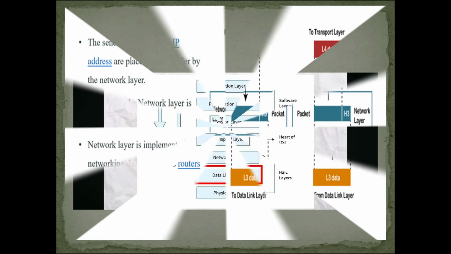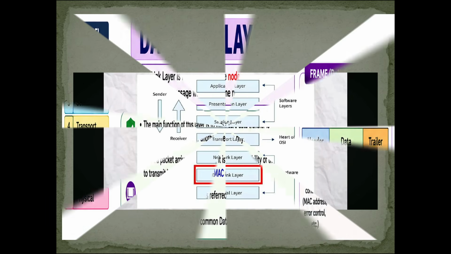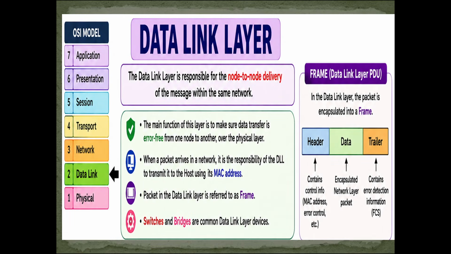Next, it comes to the data link layer. The data link layer is responsible for the node-to-node delivery of the message within the same network. The main function of this layer is to ensure that data transfer is error-free from one node to another over the physical layer. When a packet arrives in a network, it is the responsibility of the DLL to transmit it to the host using its MAC address. A packet in the data link layer is referred to as a frame. Switches and bridges are common data link layer devices.